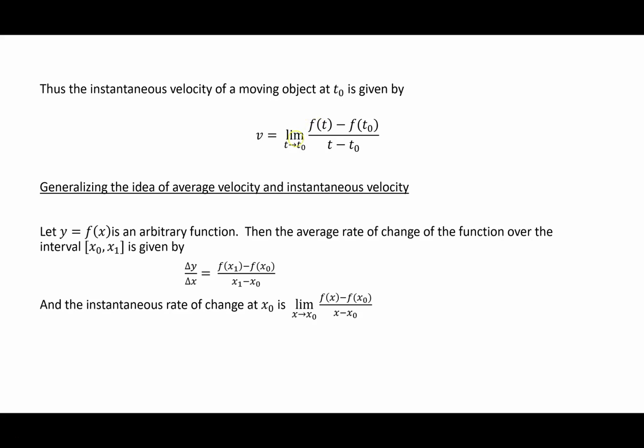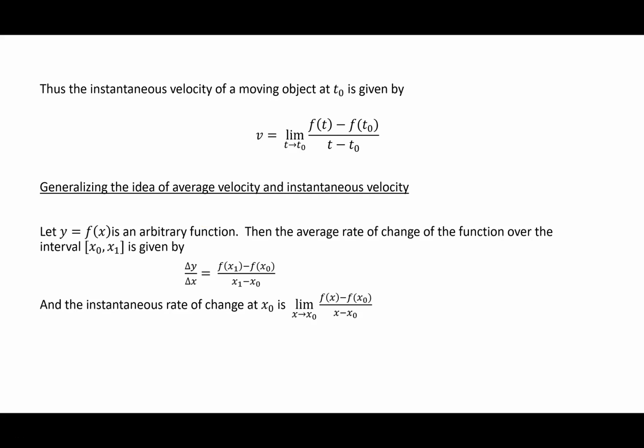We will discuss this notation, limit notation, in the next section, but please understand that the instantaneous velocity is obtained from the average velocity by taking the time close to the given time. Okay, now let's generalize this idea of average velocity and its instantaneous velocity for any function.